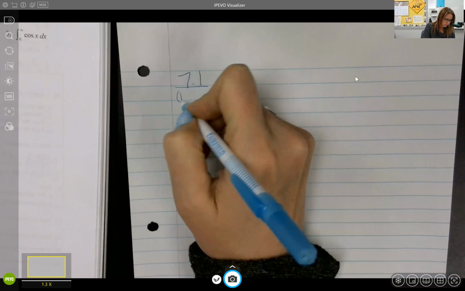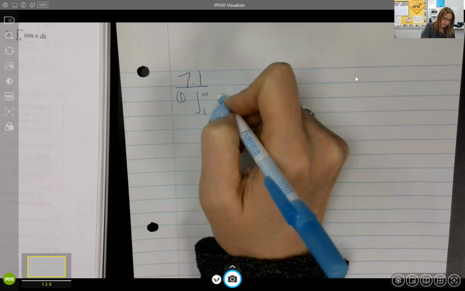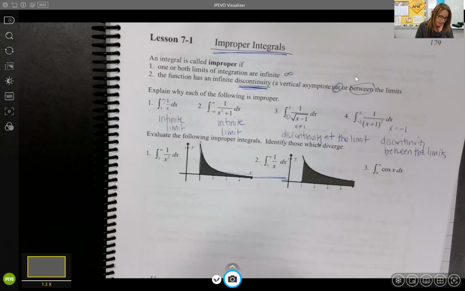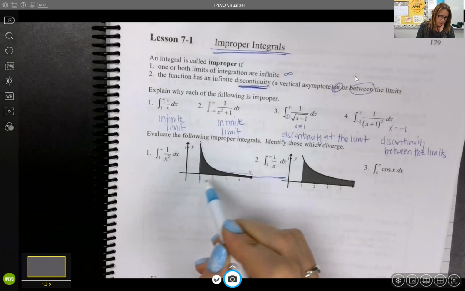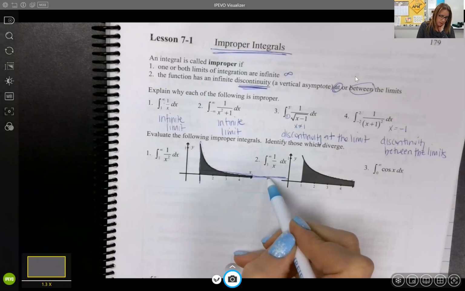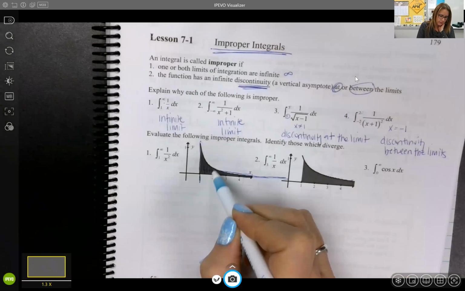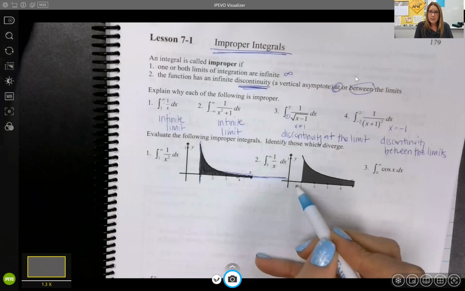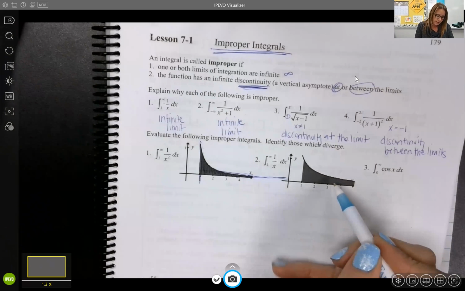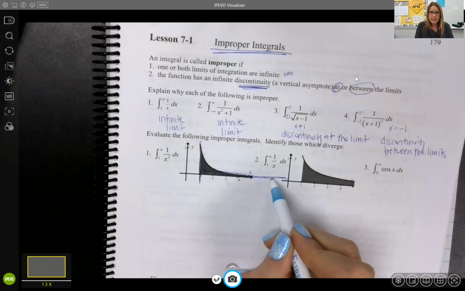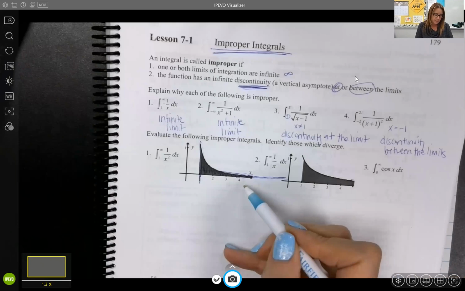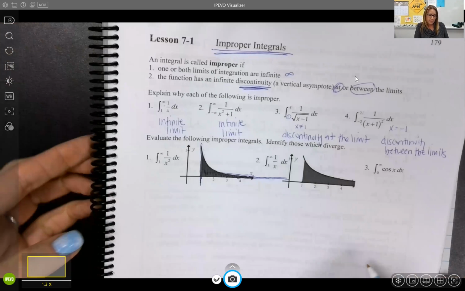So on number 1, we're going from 1 to infinity of 1 over x squared dx. So what I want to show you is when I evaluate this integral, I'm starting at 1 and I'm going to infinity. So I'm trying to find this area under here to see, does this area keep getting bigger and bigger and bigger so that I can't find a number and it diverges? Or is this area under here going to get so tiny that I could cut it off and say it's never going to get big enough to hit more than this one number, and then you can find that area? So I can't ever get to infinity.